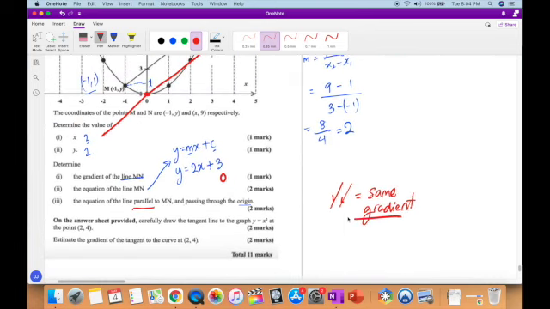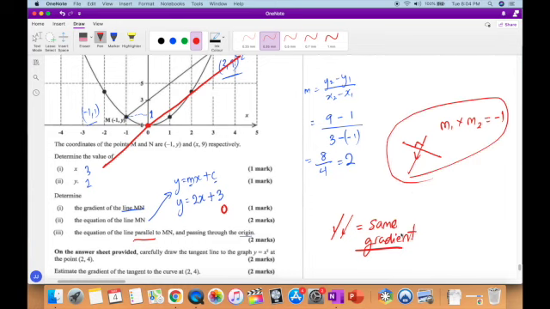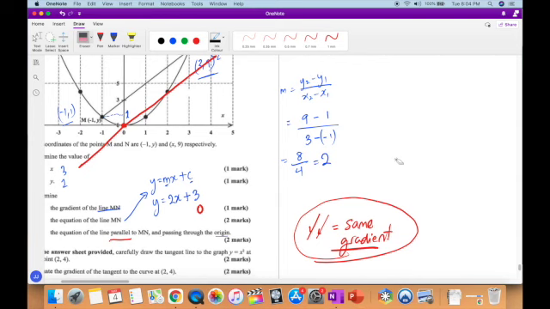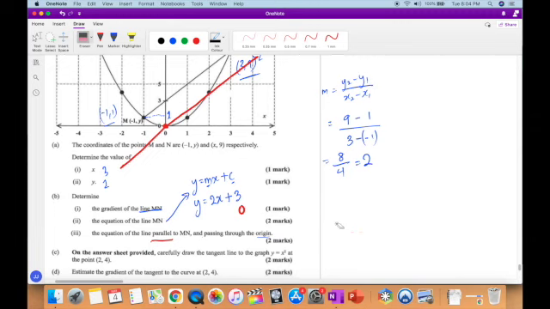All of these things you have to know should be on your cheat sheet. Parallel lines have the same gradient. Perpendicular lines, the product of the gradients equals negative 1. These are the two. This is the only thing we know about perpendicular lines, and the only thing we know about parallel lines when it comes to coordinate geometry. You guys need to start to write out your cheat sheets, because if you write them out, this stuff will be a lot easier for you to remember.